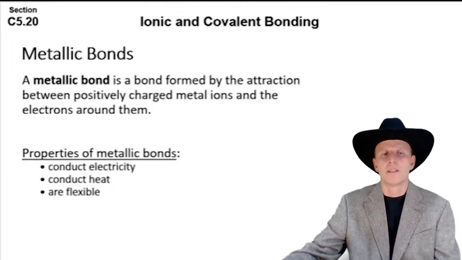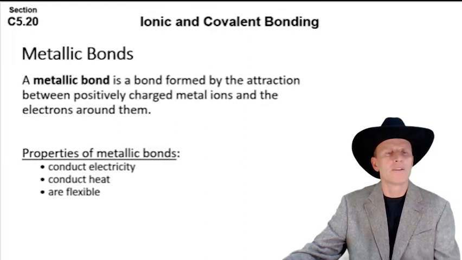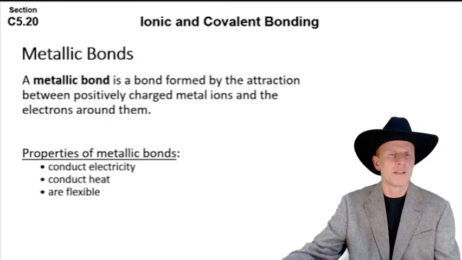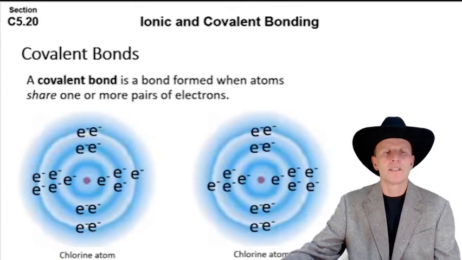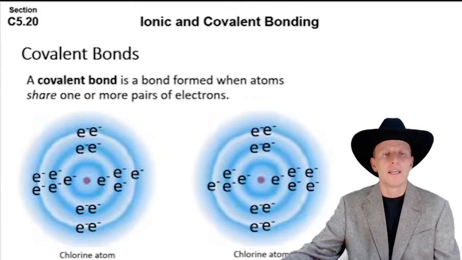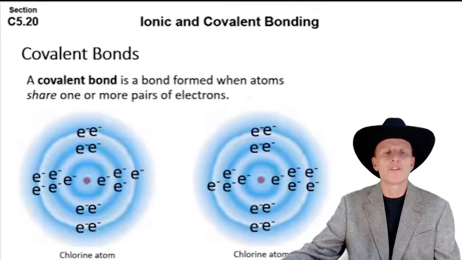Metallic bonds are bonds formed by the attraction between positively charged metal ions and the electrons around them. Some of the properties of metallic bonds are they conduct electricity, they conduct heat, and are flexible. The important thing to note here is electrons move freely between the metal atoms. The last bond type is a covalent bond, and this bond is formed when atoms share 1 or more pairs of electrons.